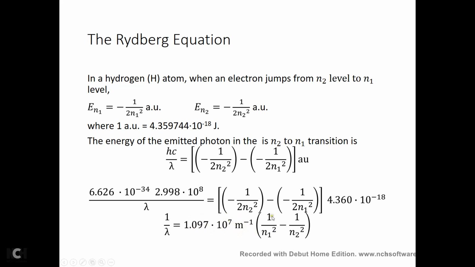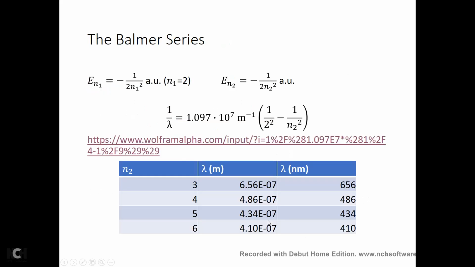And then times 1 over n1 squared minus 1 over n2 squared. n1 is less than n2. Therefore, this part is positive. You'll get a positive wave number and wavelength. This equation is the Rydberg equation.